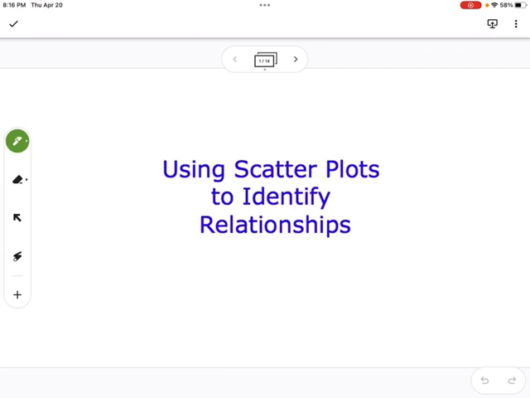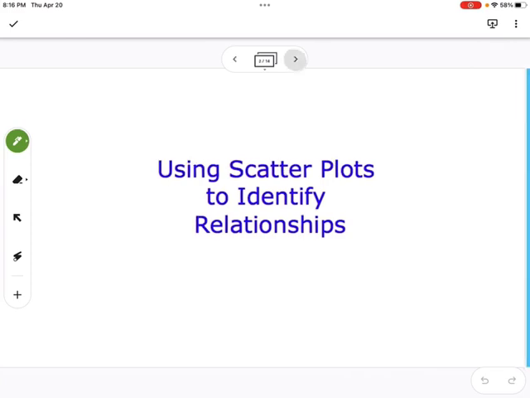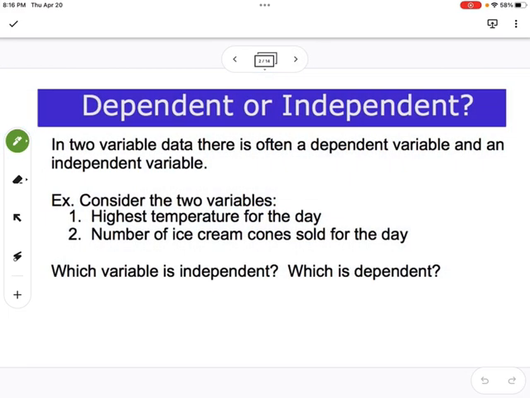Okay, so the first thing we looked at was determining between our 1 and 2 variable data. And now we're going to move on and look at using scatter plots to identify relationships. So independent versus dependent. In 2 variable data, there is often a dependent variable and an independent variable. Okay, so the independent stands alone and the dependent relies on that independent variable.